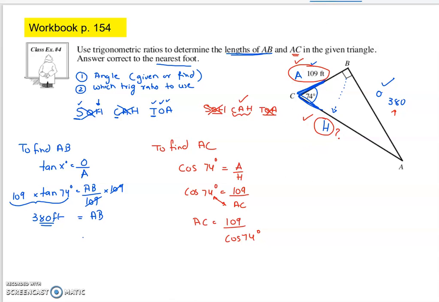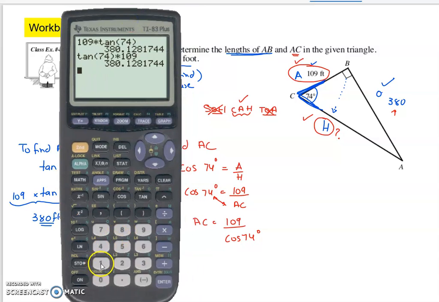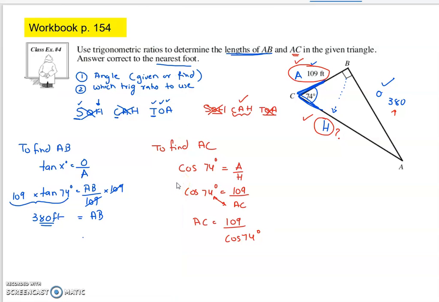And once again, entering it in our calculator, that will look like this. 109 divided by cos of 74, and I close my bracket and I press enter. And that gives me 395, and it will just stay as 395 feet. So that's how you find a missing side in a right angle triangle.